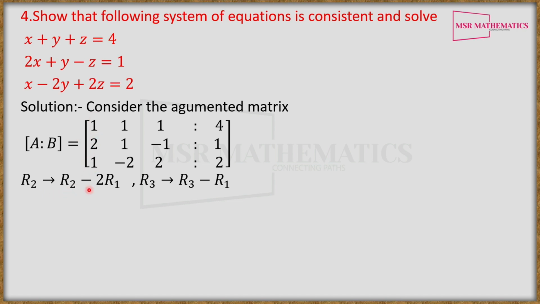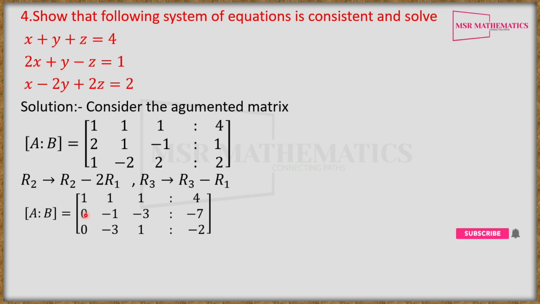So we obtain a new matrix where the first row is the same. The second row: 2 minus 2 is 0, 1 minus 2 is minus 1, minus 1 minus 2 is minus 3, 1 minus 4 into 2 is 8, 1 minus 8 is minus 7. For R3 minus R1: 1 minus 1 is 0, minus 2 minus 1 is minus 3, 2 minus 1 is 1, 2 minus 4 is minus 2.